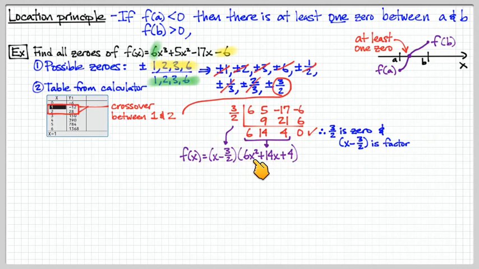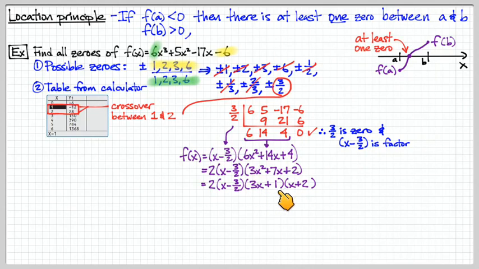Now we're going to factor this. This is a quadratic, so it's kind of nice. Factor out the 2 that's common in the 6, 14, and 4. So once we factor out the 2, we're left with this, and we could actually factor this. This is 3x plus 1 times x plus 2.